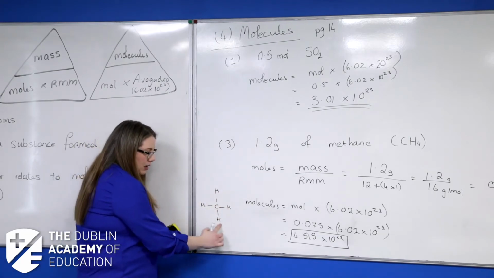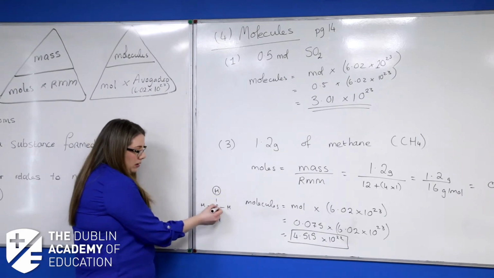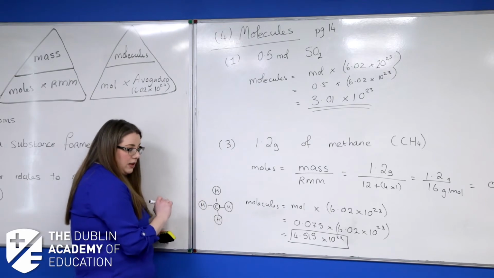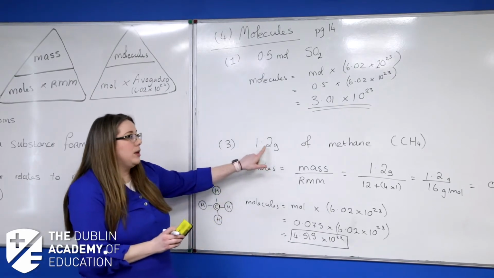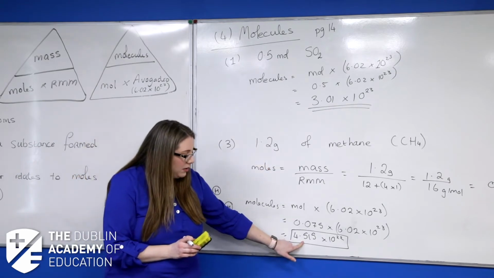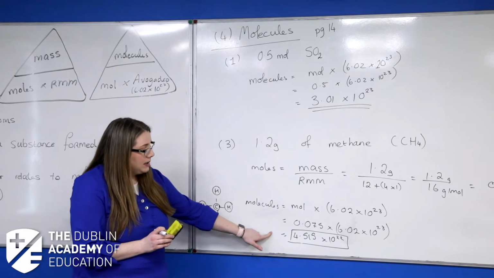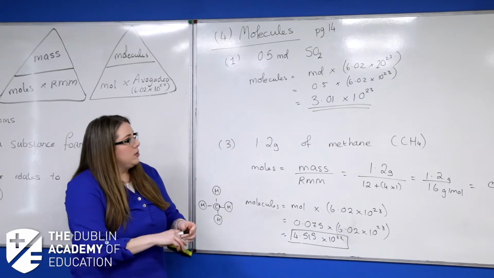In a molecule, there are 5 atoms. You've got 1, 2, 3, 4, 5. So to find out how many atoms are in that 1.2 grams of methane, you take your number of molecules and you multiply it by the number of atoms. So in this case, you take that and you would multiply it by 5. So let's look at some more examples of that.